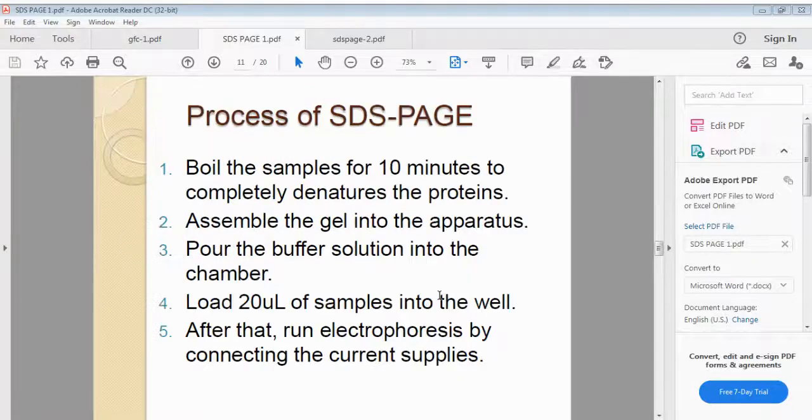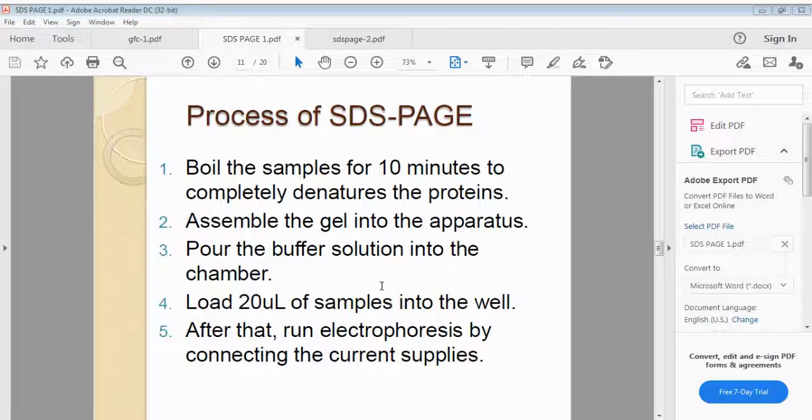Now the sample, as I told you, should be boiled for 5 to 10 minutes using a proper sample loading buffer, which contains beta mercaptoethanol, SDS, glycerol, and bromophenol blue. I told you what is the use of each. 20 microliter of the sample will be poured into the well. The sample concentration is very important. You have to take uniform concentration of the sample to be loaded into the well.